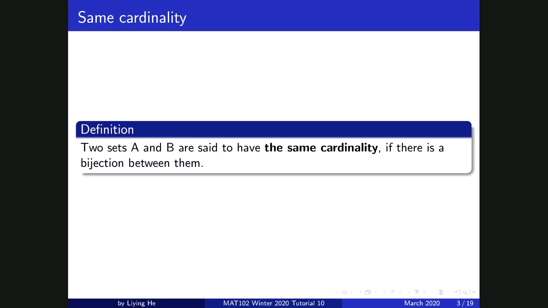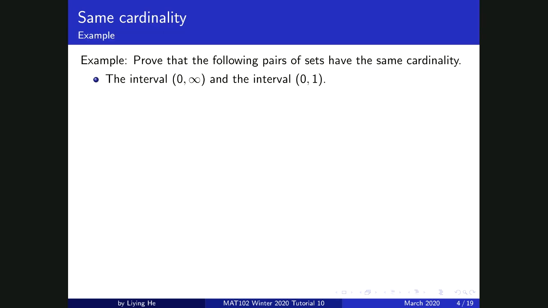So here's one example. I want you to prove the following pairs of sets have the same cardinality. The first one is the interval 0 to infinity and the interval 0 to 1. I'll give you some time to think about it and then we'll take it up.